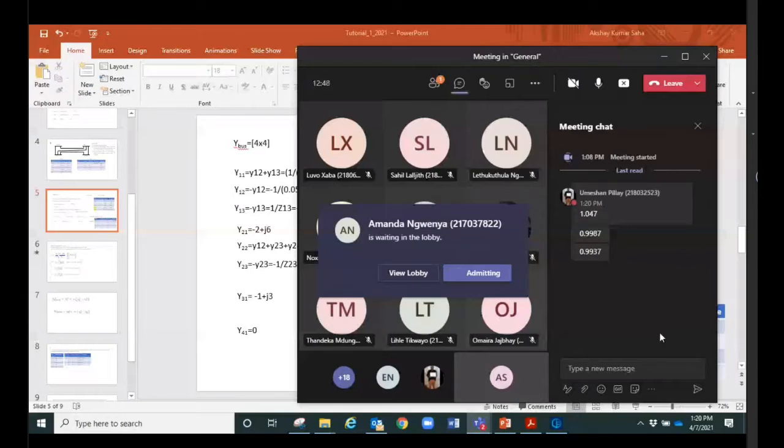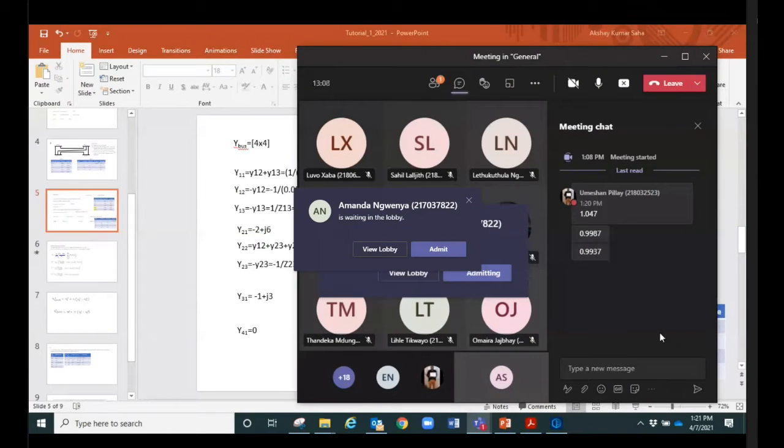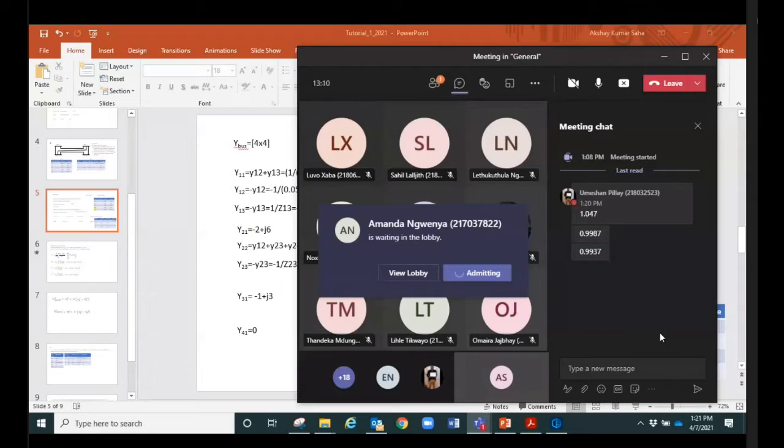1.047, Umeshan. 0.9987 and 0.9937. I got one answer from Umeshan: 9987, 9937, and you must also calculate the angles as well. But the answers are different from what I have, so I wanted to check it with you.